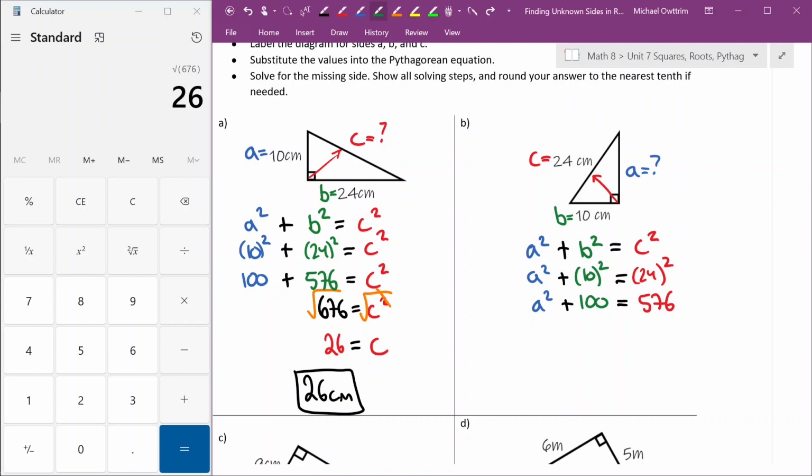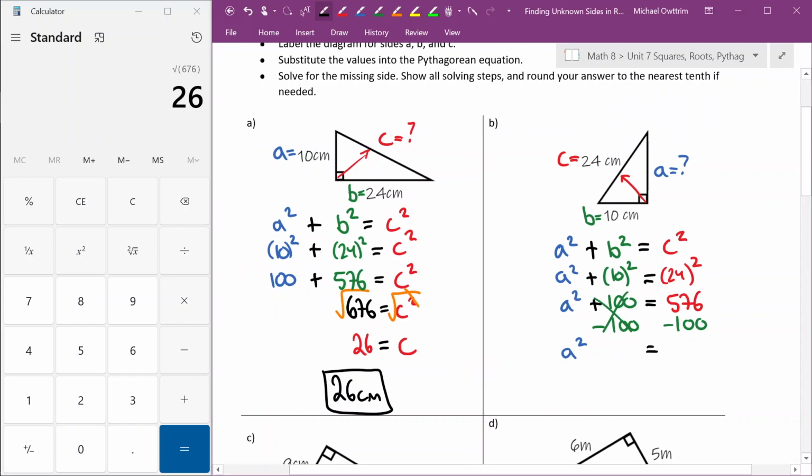The first thing we're going to do is undo addition, since when solving we work in reverse BEDMAS order, and therefore addition is the first thing to undo. We'll undo adding 100 by subtracting 100 from both sides. That'll give us a squared is equal to 476.